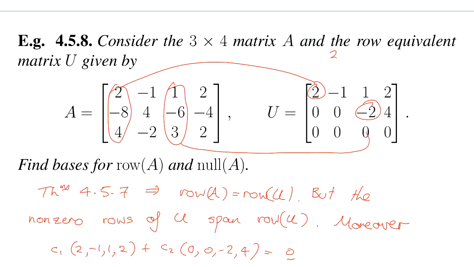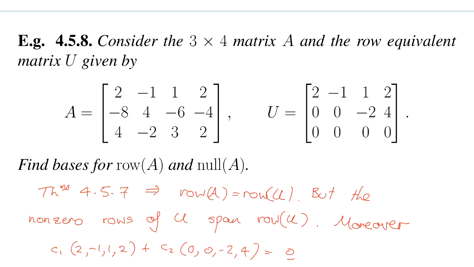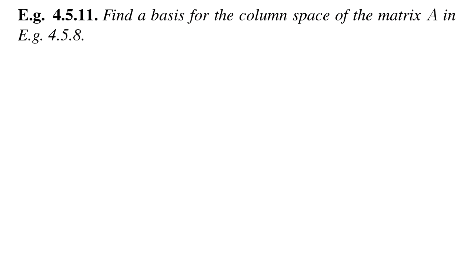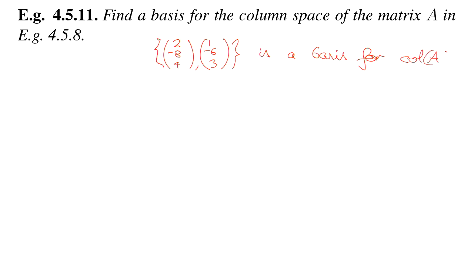And so (2, -8, 4), (1, -6, 3) is a basis for the column space of A. So this is a basis for the column space of A. Okay, does that make sense?